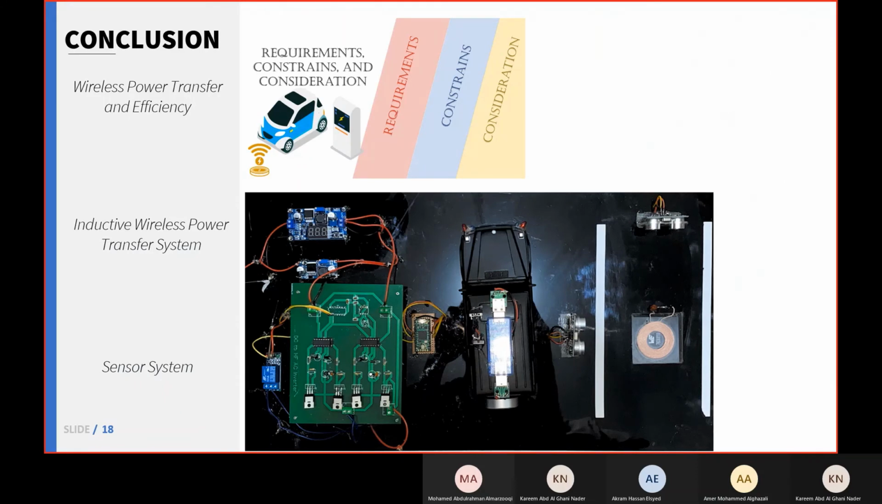Now, in conclusion, we built a stationary wireless power transfer system that contains a transmitter side and a receiver side, which is the electric vehicle. We also designed a control system to decrease the misalignment between the transmitter and the receiver.